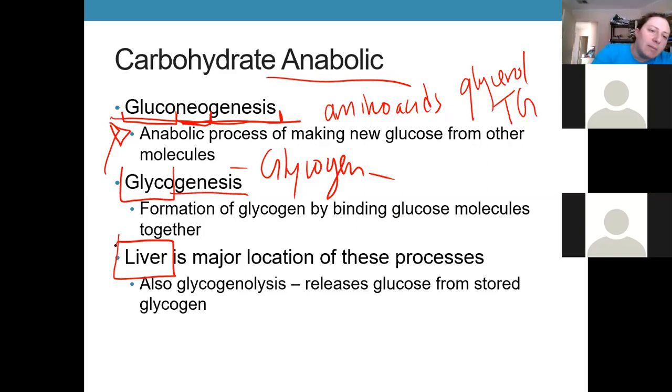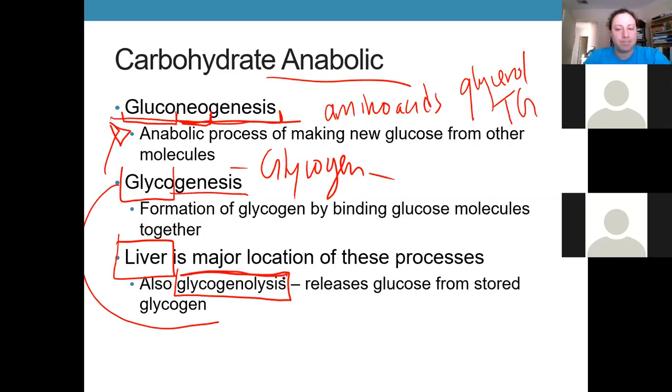And anywhere where we can make glycogen, we can also break it down to release glucose, which is called glycogenolysis. So that one is actually catabolic, but I just mention it here because I don't know anywhere else to put it.